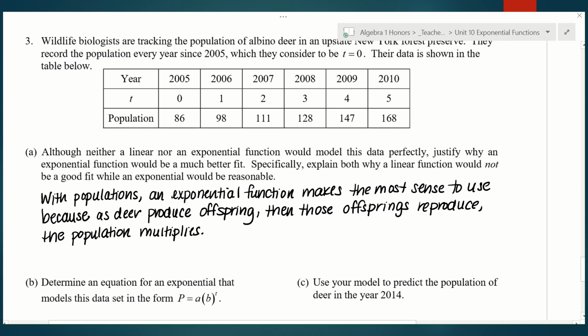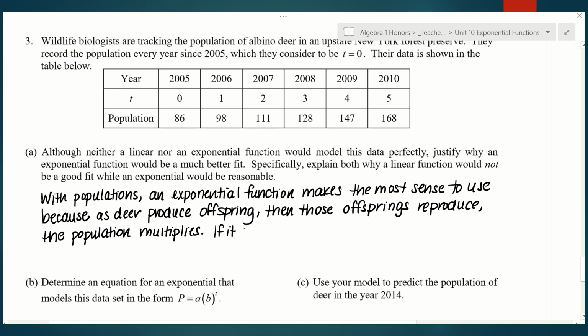And now it says we have to say something about why linear doesn't work. So I would say if it were linear, that change would be constant, which means only the newest deer would have offspring, which we know is not the case. Okay, so that just means like the babies have babies, not all the babies that came before.